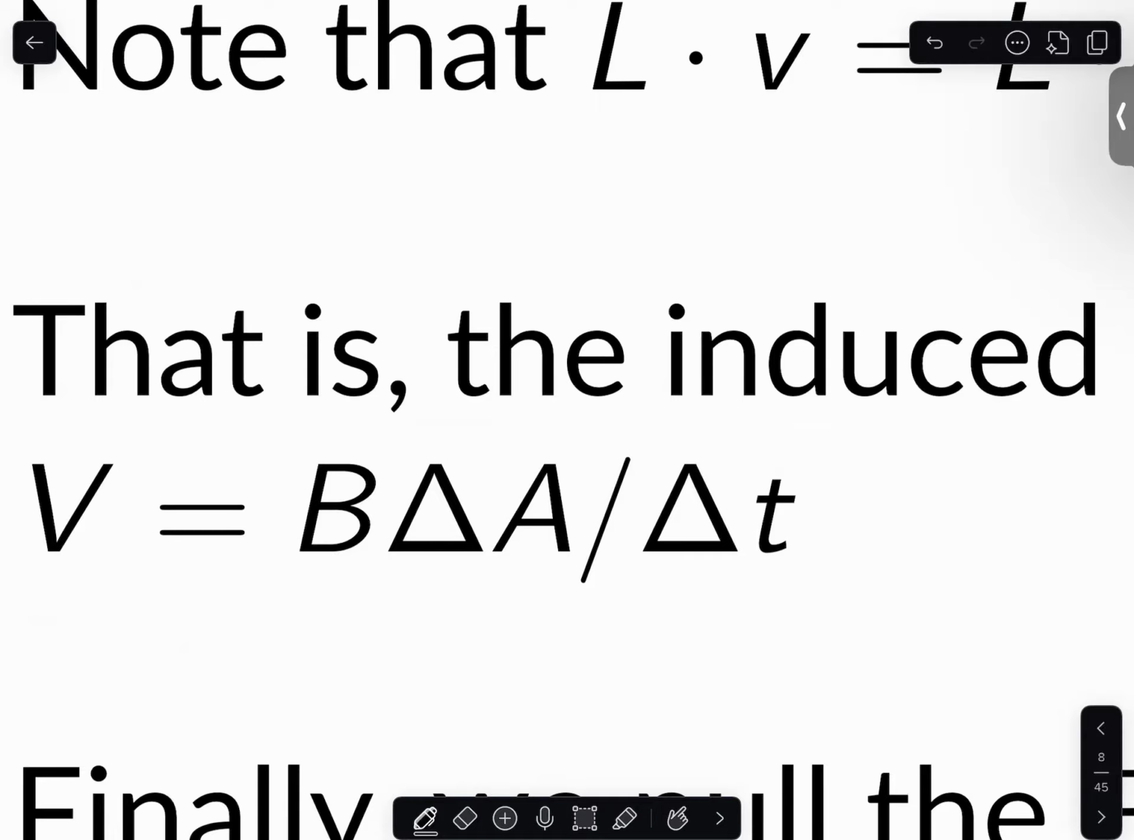V times delta A is going to become delta BA. Do you guys believe me? If I have change in area, final minus initial, I can just multiply B on each of those, and I get BA final minus BA initial. No, you don't believe me. I'll write it out. If I have B times the rate, let's just look at the top, change of area.